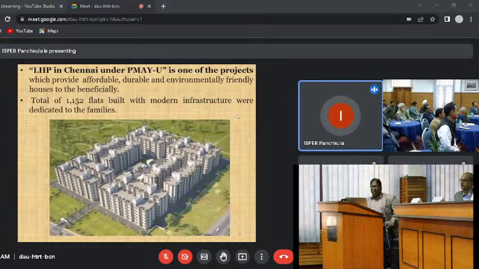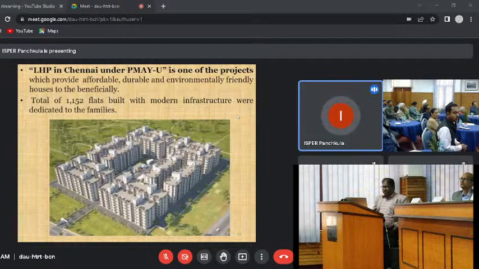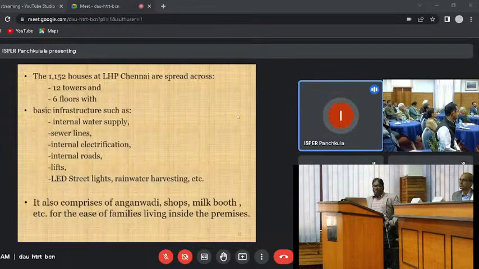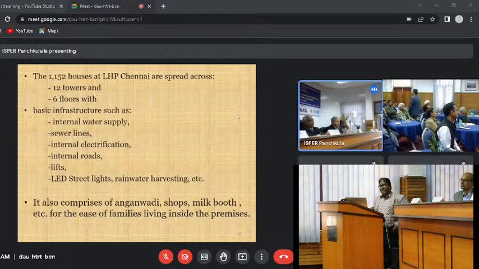This is the overall view of the Chennai lighthouse project under the Pradhan Mantri Awas Yojana, which is totally completed. It provided affordable, durable, environment-friendly houses: 1,152 flats built with modern infrastructure and dedicated to families. All these houses are across 12 towers with 6 floors, in which they have accommodated these 1,152 houses.